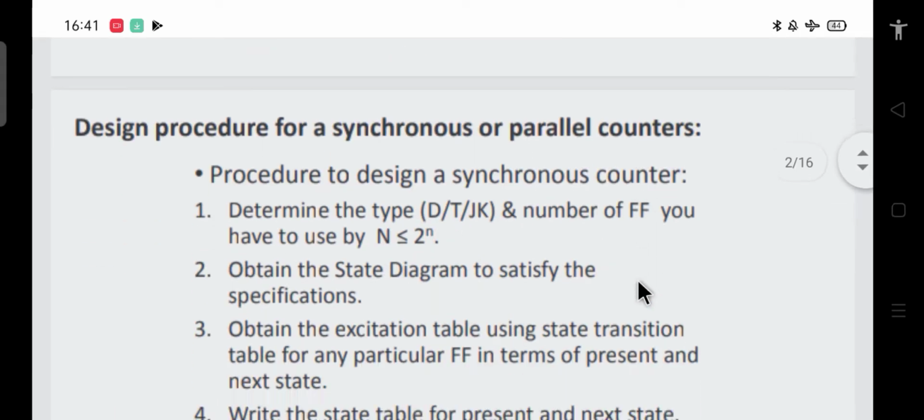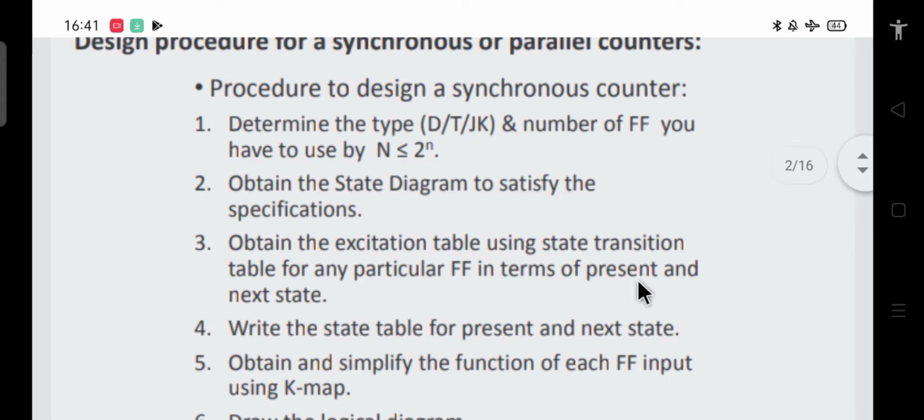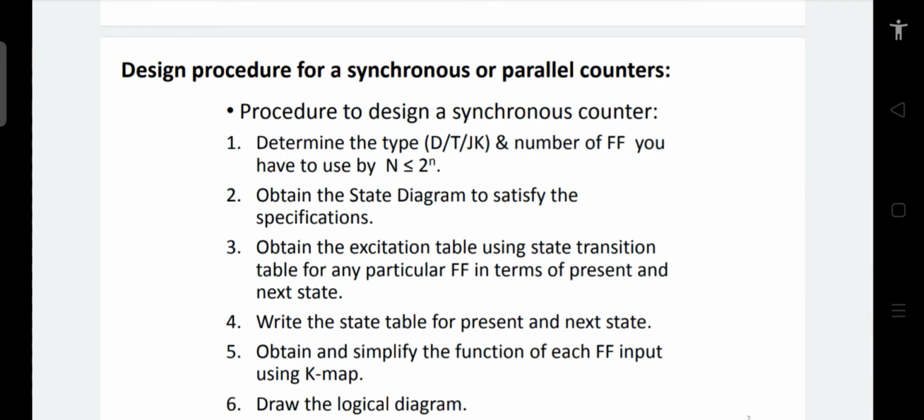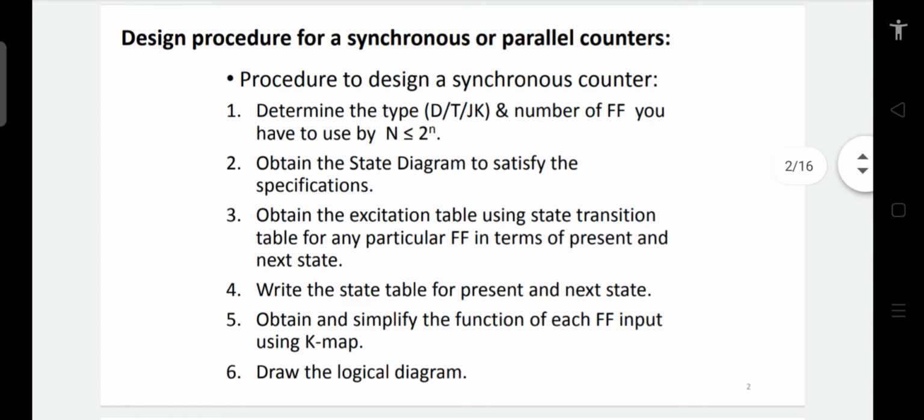So in the last lecture we discussed the various types of counters, that is, the asynchronous and the synchronous counters, basic definitions, and then we discussed in detail the asynchronous counters. Now here we will start with the synchronous counters. Synchronous counters are the counters in which all the flip-flops are triggered simultaneously by the clock.